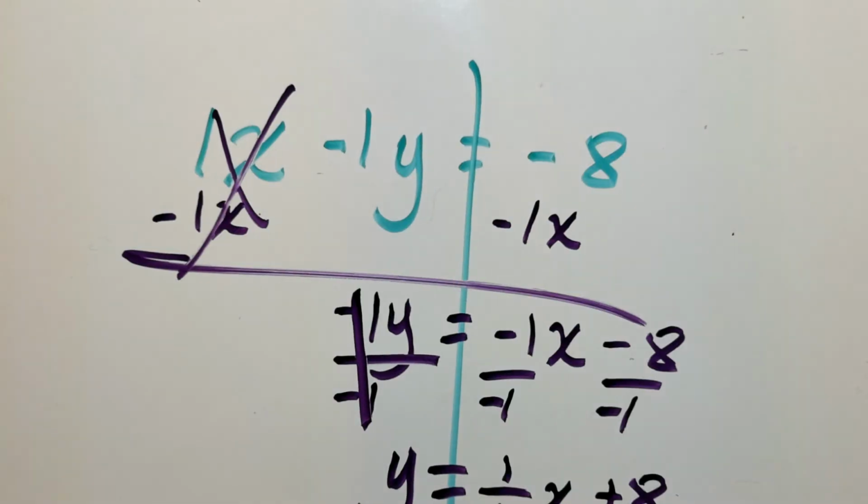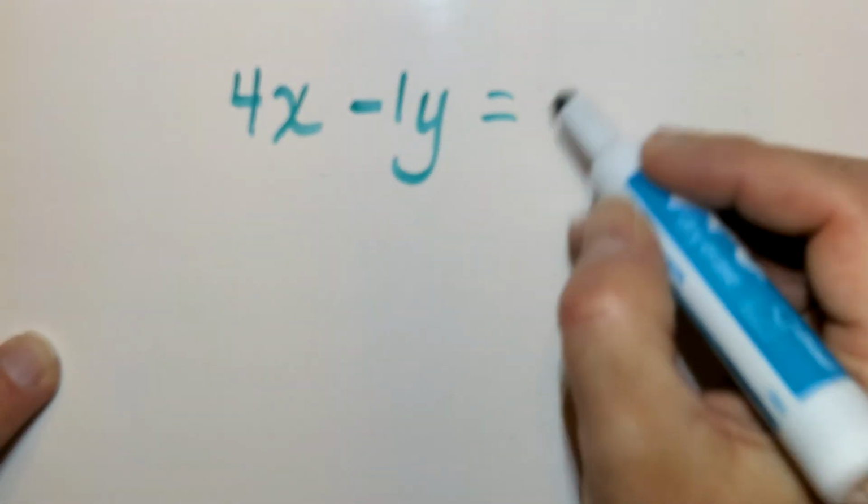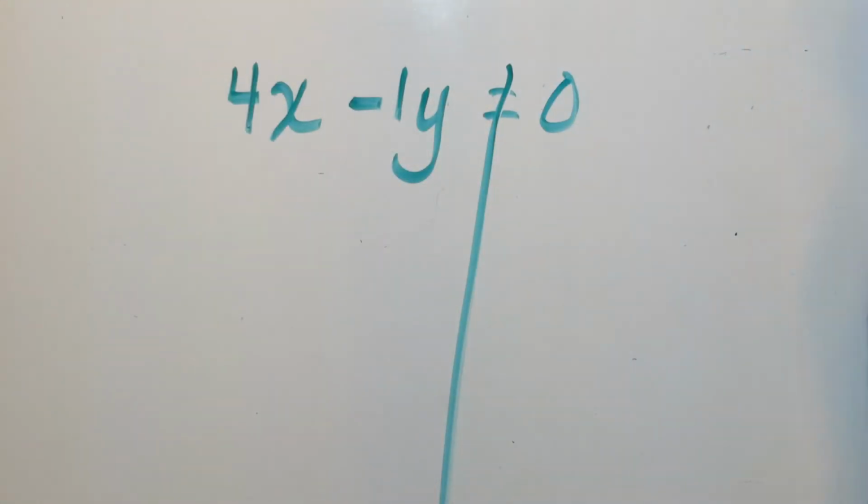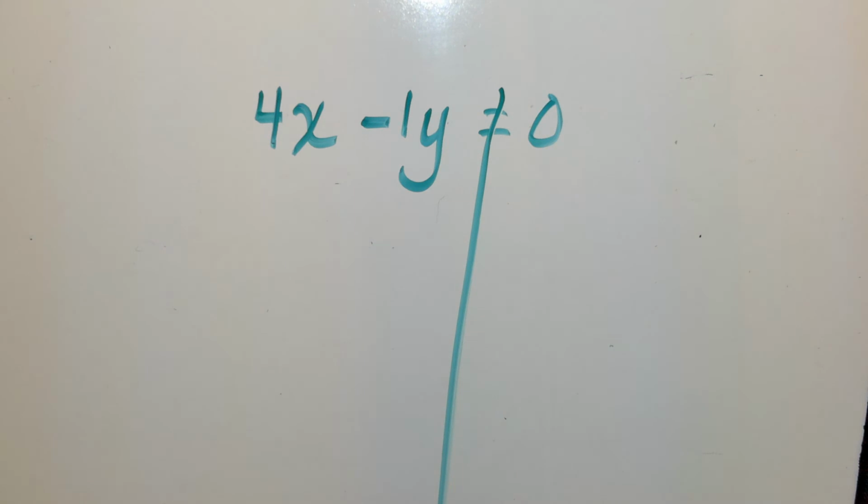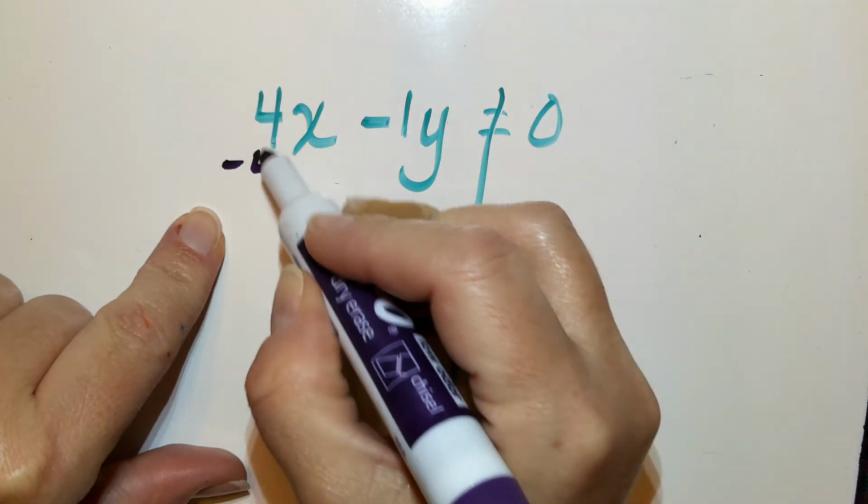So those cancel. Y is alone and happy. A negative 1 divided by negative 1. Negative divided by negative is positive. So 1/1x. And a negative 8 divided by a negative 1 is a positive 8. Y equals mx plus b. Our slope is 1/1, and our y-intercept is positive 8. So we are rearranging standard form into slope-intercept form. Two more.